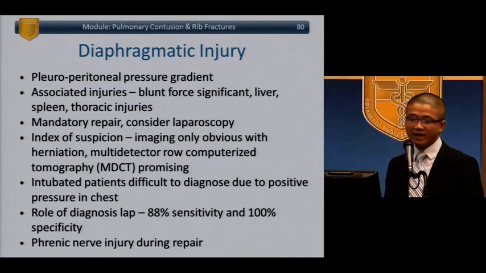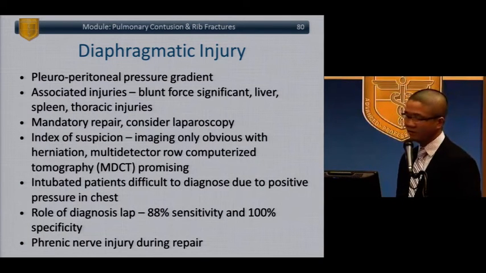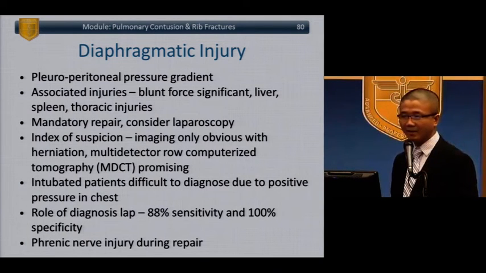All right. So for diaphragmatic hernia, it's called a pleuroperitoneal pressure gradient. Its associated injuries are very high mechanism, likely something else happening in the abdomen. We diagnose a fair amount. I mean, if you're in the operating room already, you're looking for a diaphragmatic hernia anyways. Okay. You just take a quick look. It's all there.